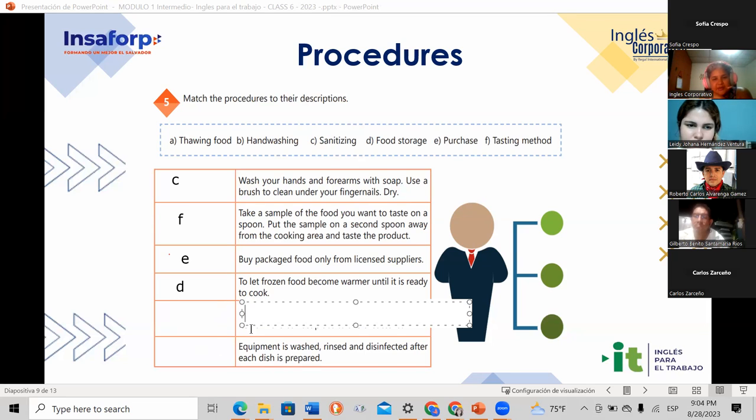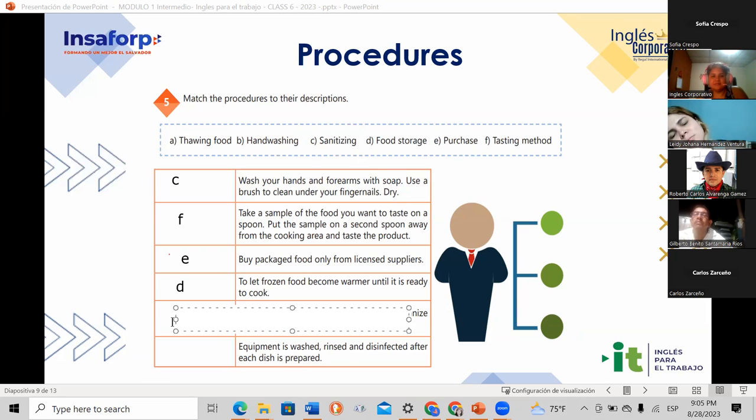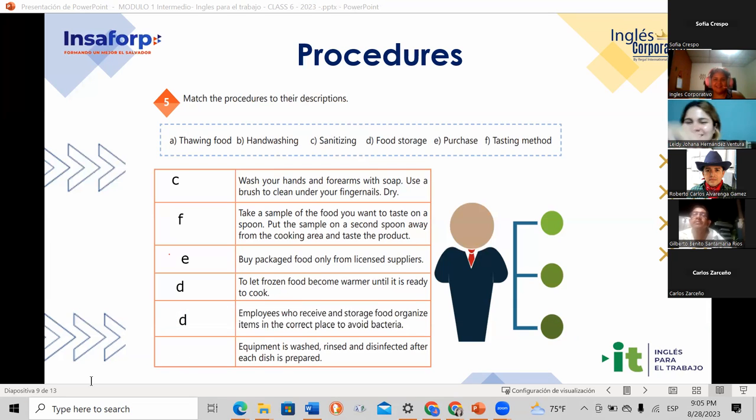Which one is this one? That one is letter D. A, B, or D? D. Sanitizing. And above that it will be A. This one will be A. And that one is C. This one is letter C. C as in cat?